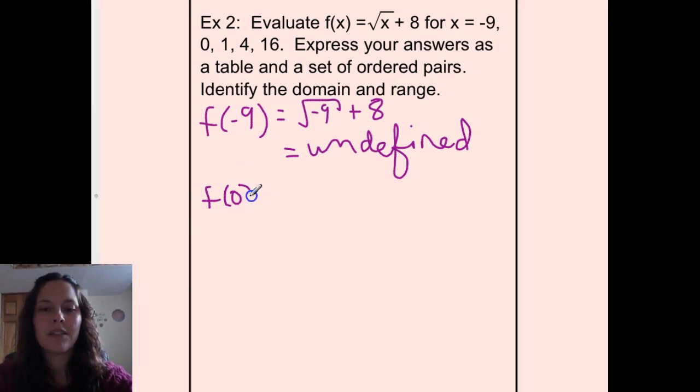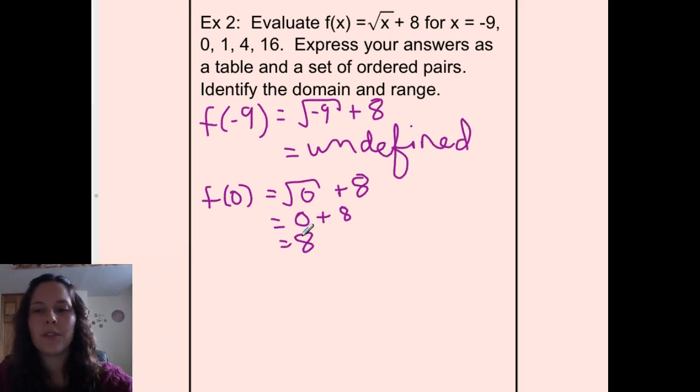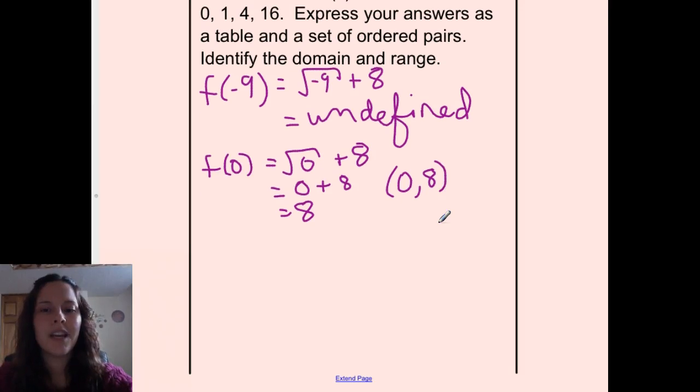Replacing x with a 0, we get the square root of 0 plus 8. So what number times itself gives us 0? That answer is 0. So we have 0 plus 8, or 8. So our first ordered pair is for an x value, or an input, of 0. We get a y value, or an f of x value, or an output of 8.